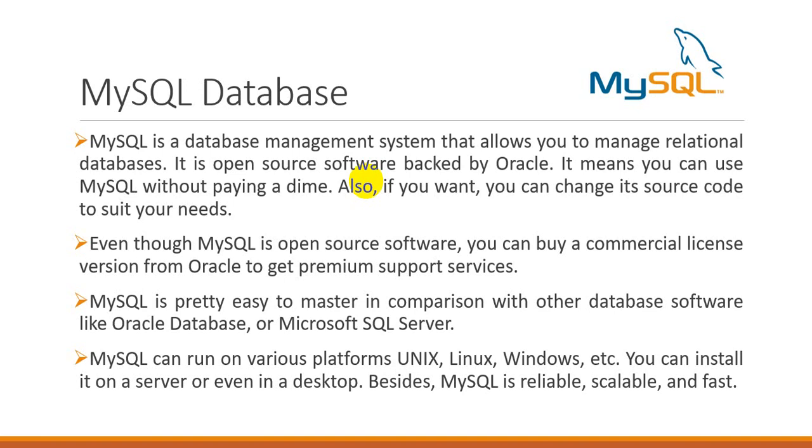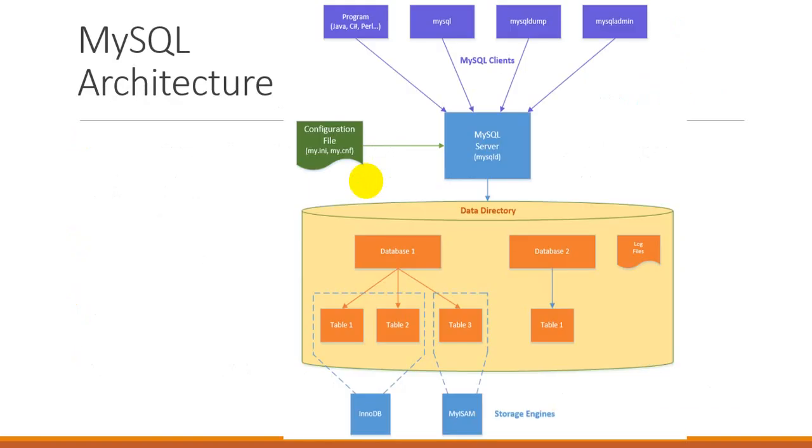Now coming to the architecture, we will very briefly discuss the architecture of MySQL: the server, the database, and the clients. First, let's talk about the clients. Clients are the programs that are requesting the data, or updating the data in the database. So the client could be a program.